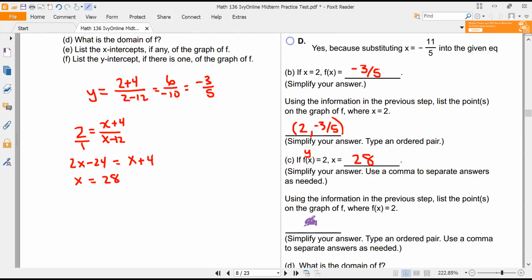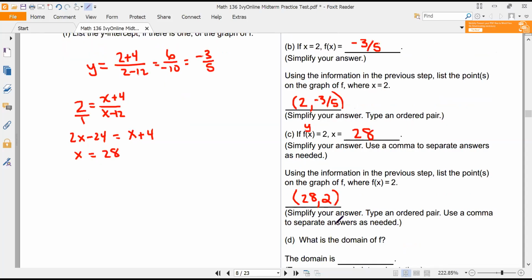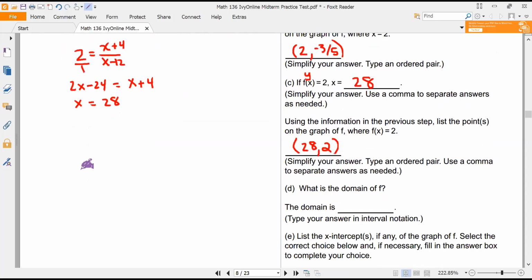Now be careful here. When they ask you to write this as an ordered pair, do not write 2, 28. The x was 28, the y was 2. So you have to get it in the correct order. And then what is the domain of the function? Well, this function, let's write it down again just so we can see it.